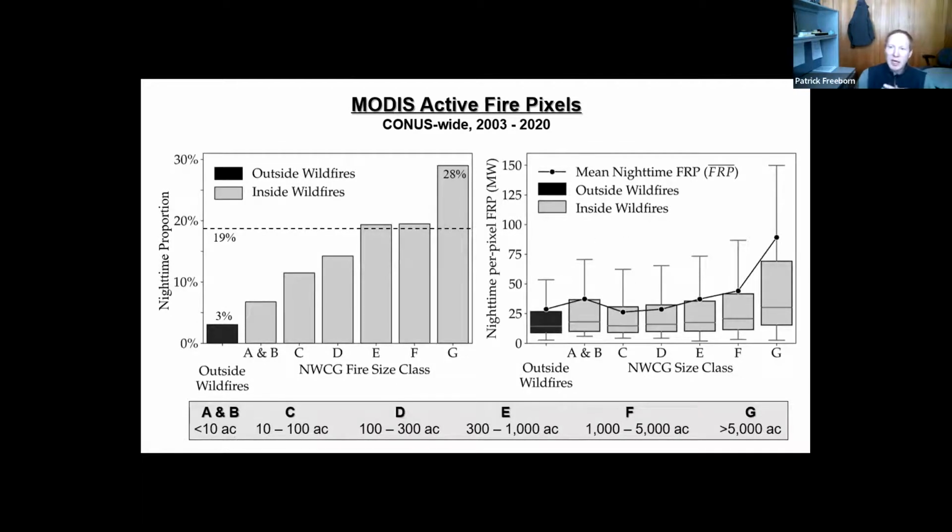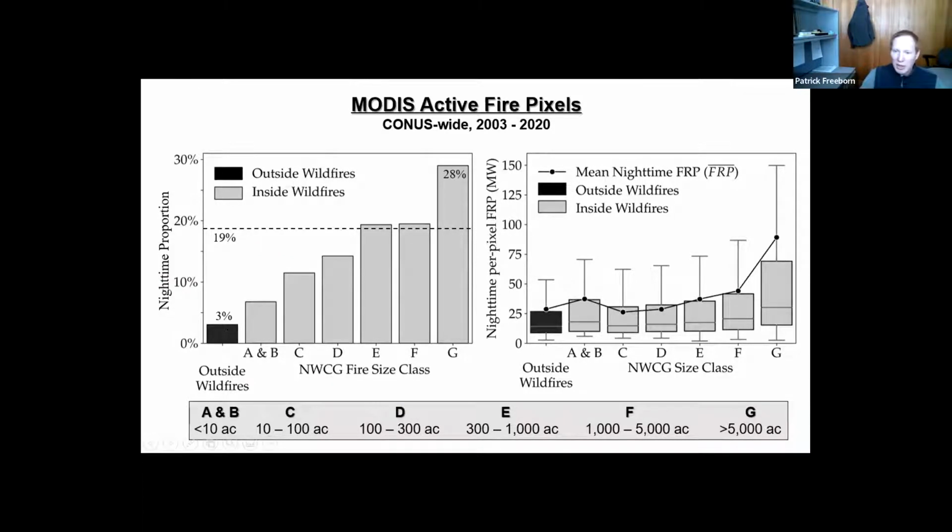So not only can we differentiate nighttime proportions between inside and outside wildfires, we can further quantify nighttime proportions based on fire size. So in this plot in the upper right, we have nighttime proportions as a function of wildfire size. And so NWCG fire size classes A and B were combined to capture wildfires less than 10 acres. And then if you're not aware, fire sizes increase between C, D, E, F, and then G contains all wildfires with final fire sizes larger than 5,000 acres.